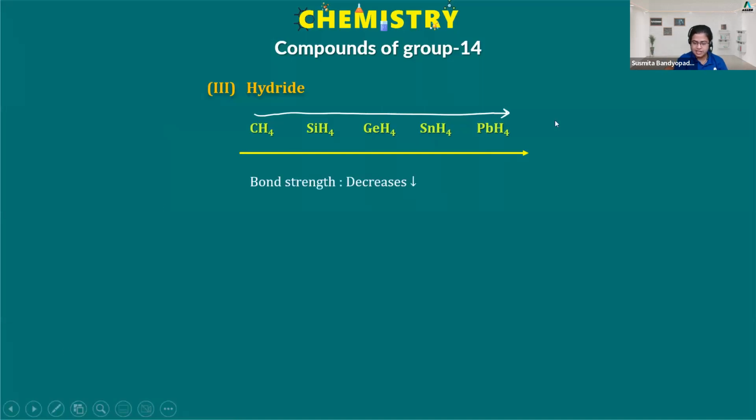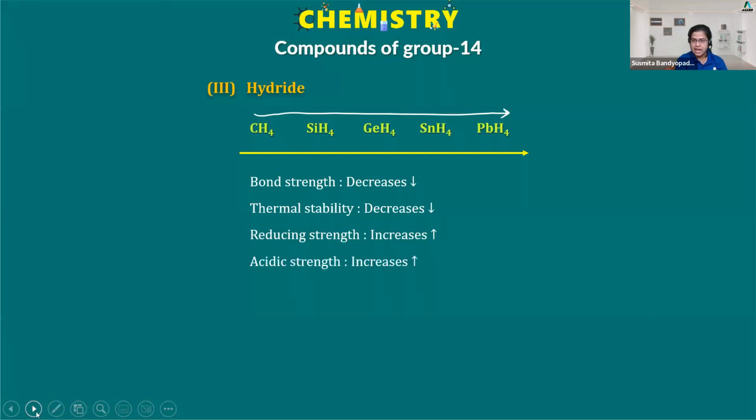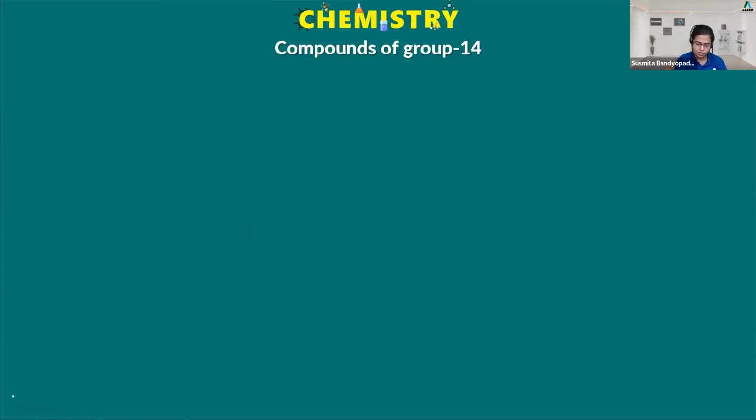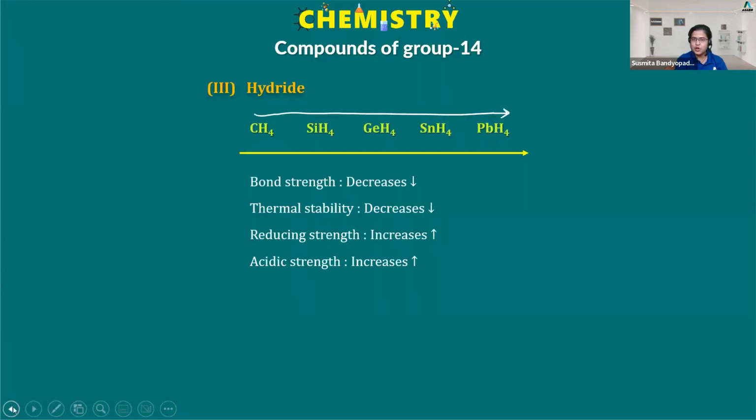So bond strength, of course, not compatible, decreases. Thermal stability, as I mentioned, it's not compatible. You heat it, it would separate easily. Reducing nature increases. It can supply hydrogens very easily or readily. Acidic nature, yes, PbH4 is ready to supply its hydrogen very easily. Increases. Anything else is there? Oh, this many. Fine.